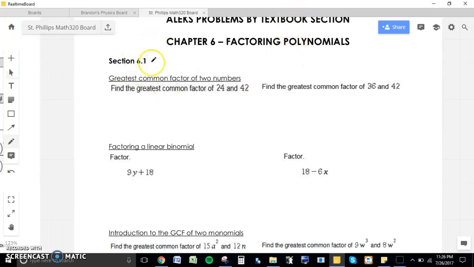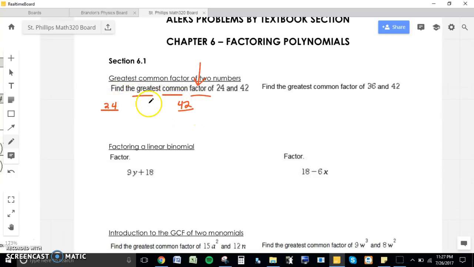So, number one says find the greatest common factor of 24 and 42. So first thing is break this down, right? You're looking for the greatest common factor. Take it one piece at a time. First, find the factors. So we need to find the factors of 24 and the factors of 42. What I like to do is organize them by what they call factor pairs. And they're the pairs of factors that multiply to give you the number.